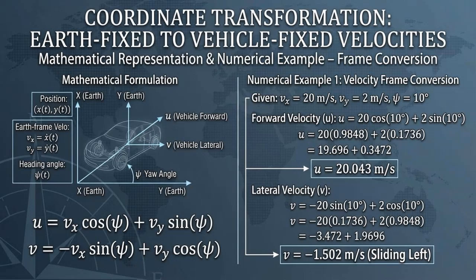In a numerical example, the earth frame velocities are Vx equals 20 meters per second and Vy equals 2 meters per second, with a heading angle of psi equals 10 degrees. Applying the coordinate transformation gives a forward velocity of u equals 20.04 meters per second and a lateral velocity of v equals minus 1.50 meters per second. This example shows how velocities are converted between reference frames using the vehicle orientation.